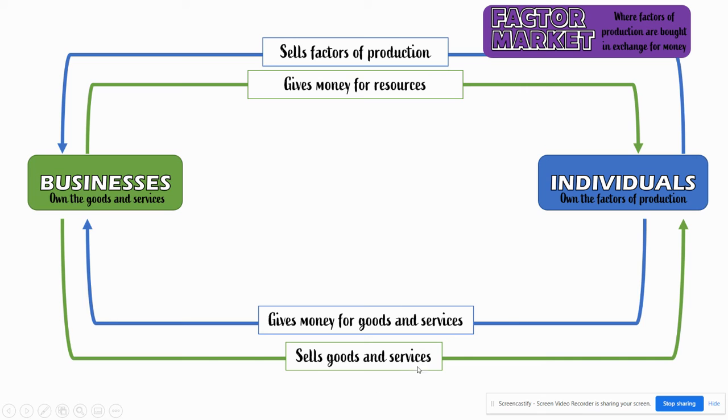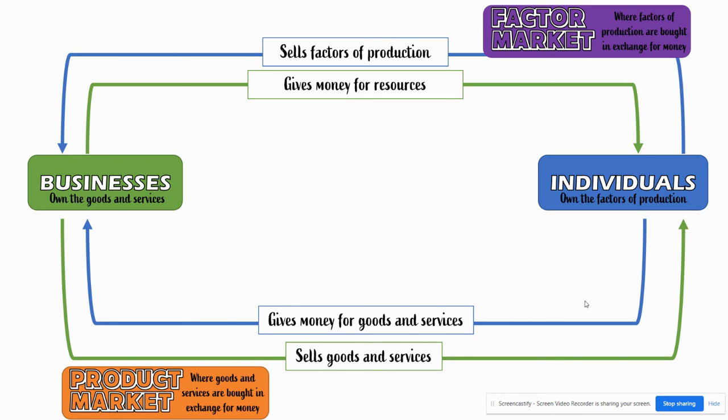All right. Now, this exchange down here for goods and services, what we call the product market. Okay. The product market is where your goods and services are bought in exchange for money. So the product market focuses on goods and services. The factor market focuses on factors of production. Okay. Now, this is constantly happening. This exchange is always happening.